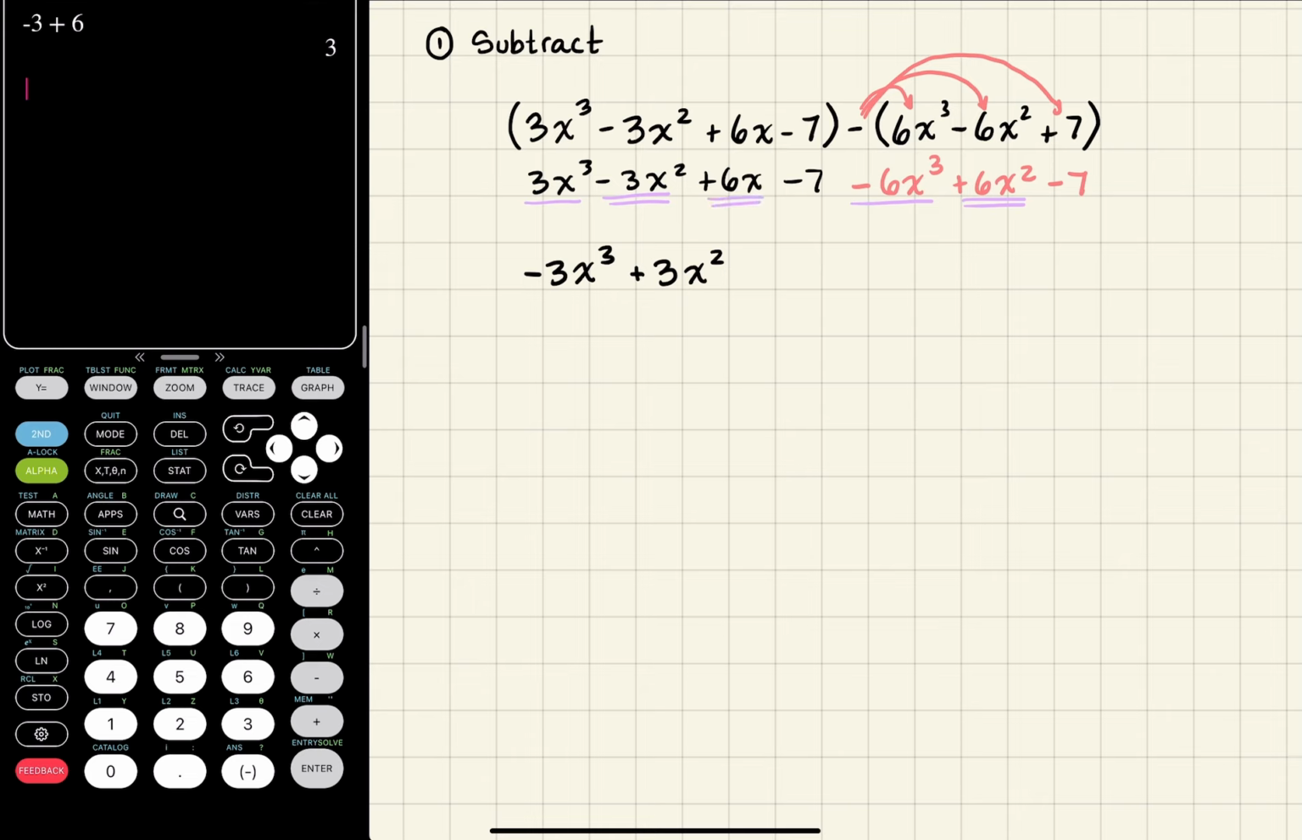I see an x term here, but I don't see any other regular x terms, so we'll just bring that down. And then finally, we've got our minus 7 here, just a number, and we've got another number over here, another minus 7, so negative 7 minus 7 is negative 14. We've combined our like terms, so we've finished this problem.